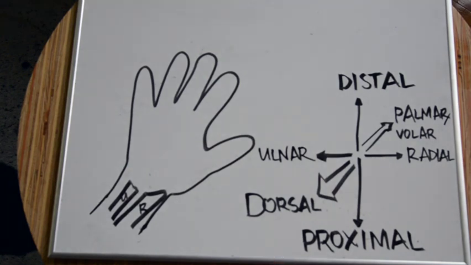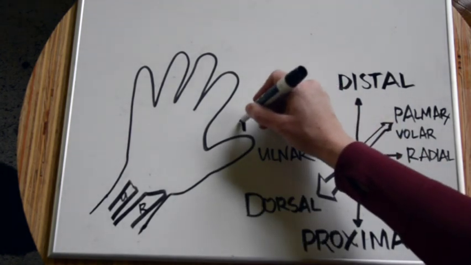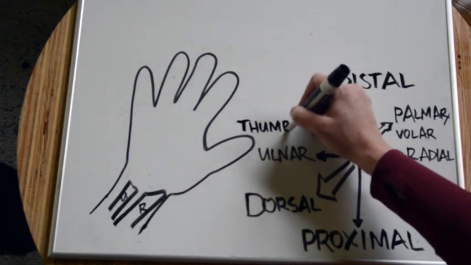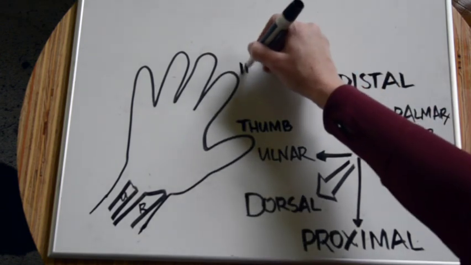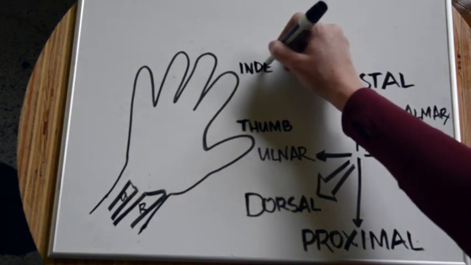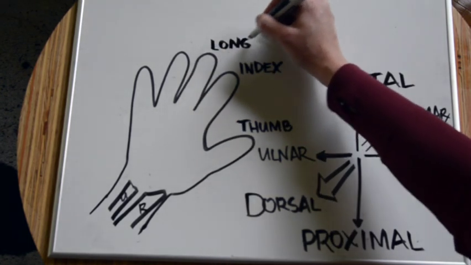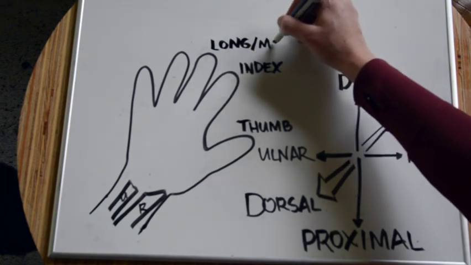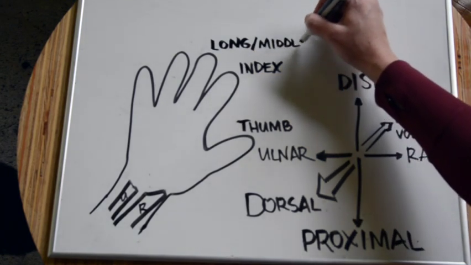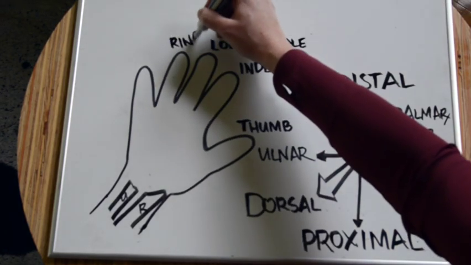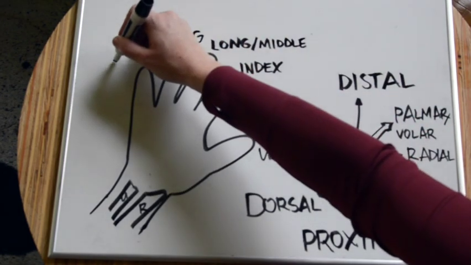Now, regarding the names of the fingers, some people number these, though the numbering is not consistent. In hand surgery and communicating, we want to use exactly what they're called. So first, thumb, then index, then long or middle finger, then ring, and then small or little finger.